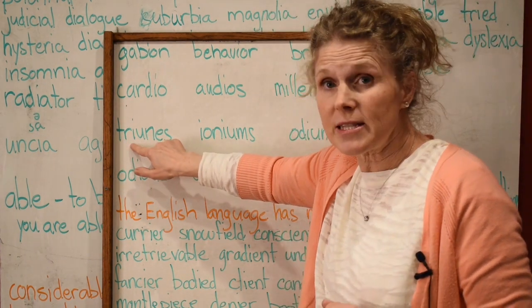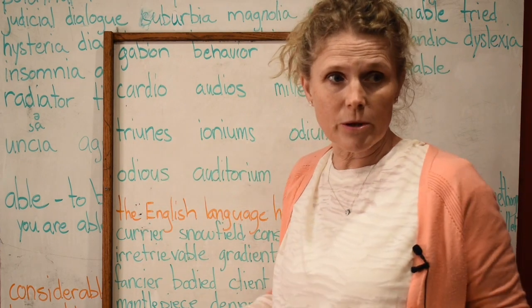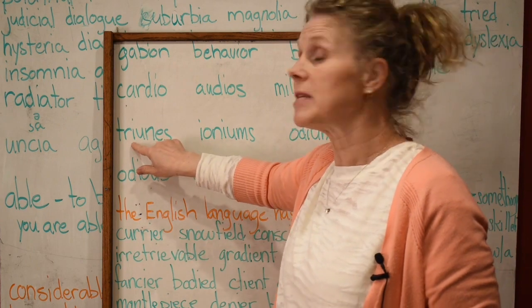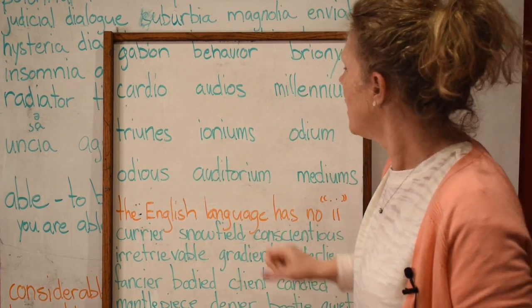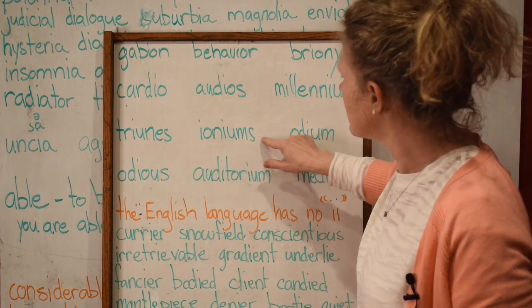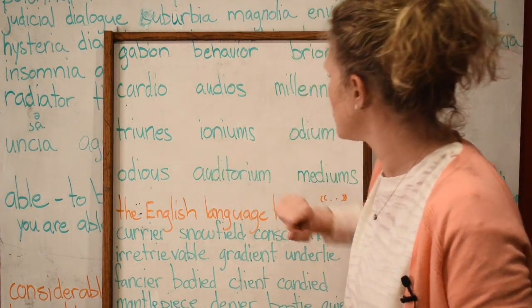Triunes. Now this I is saying I because it's the very first syllable. Do you guys remember that? So that'll help your reading a lot. Now sometimes it does go to E, but most of the time it says I. I, O, ni, ums, ioniums. That's the first syllable.